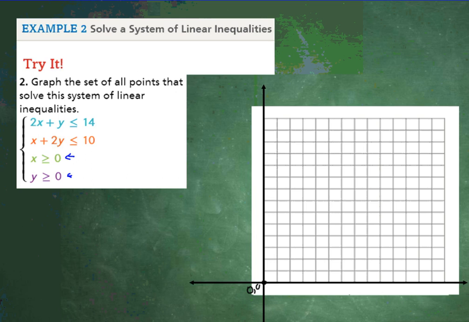Where all these overlap will be your solution. So let's graph this first one. It looks something like it's that color. And the way that I do it, you can solve this for y and graph it with y equals mx plus b. But the way that I do it is I plug in my intercepts.